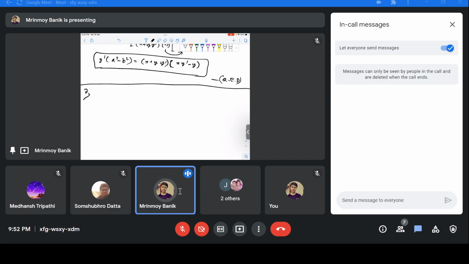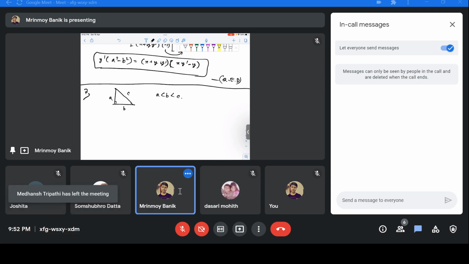So we have a right angle triangle with integer sides, ABC, A is strictly less than B, strictly less than C, and they are also pairwise co-prime. So GCD of A and B, GCD of B and C, GCD of A and C are all equal to 1. D is defined to be C minus B, and suppose D divides A. So all these things are given.